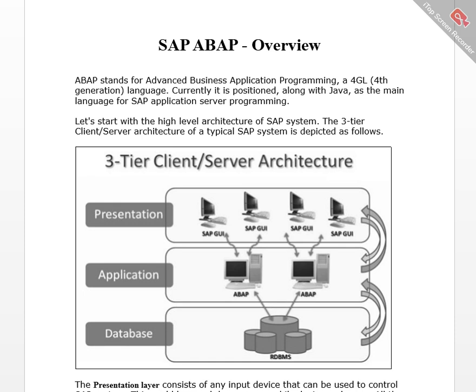So let us start with the high level architecture of SAP system. The three-tier client-server architecture of a typical SAP system: presentation, SAP GUI; application, ABAP; database, RDBMS.